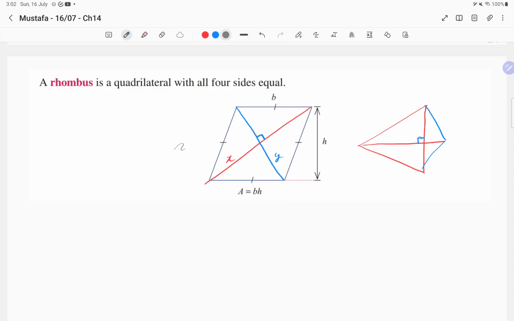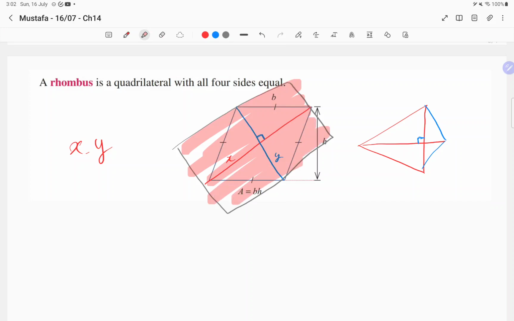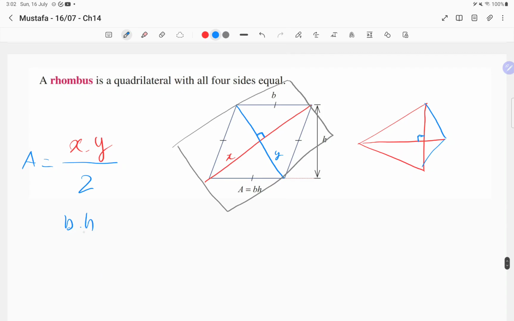Because they are perpendicular, you see what happens when I multiply the two diagonals. If I multiply x times y, it makes this rectangle. But what do you think is the ratio of the rhombus to the rectangle? Rhombus is half. Yes, that's why it's x times y over 2. So there are two ways to find the rhombus area: either base times height, or the product of the two diagonals and then you divide by 2.